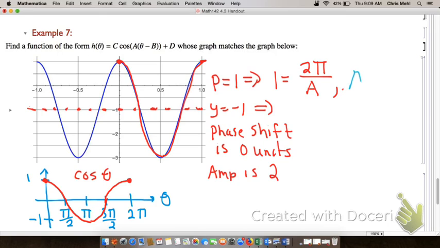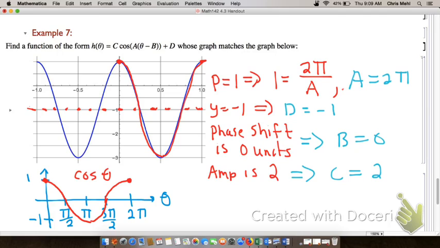Okay, so we said A had to equal 2 pi. We said D had to equal -1. The phase shift being 0 units implies B equals 0. And the amplitude being 2 implies that the vertical stretch factor is positive 2.